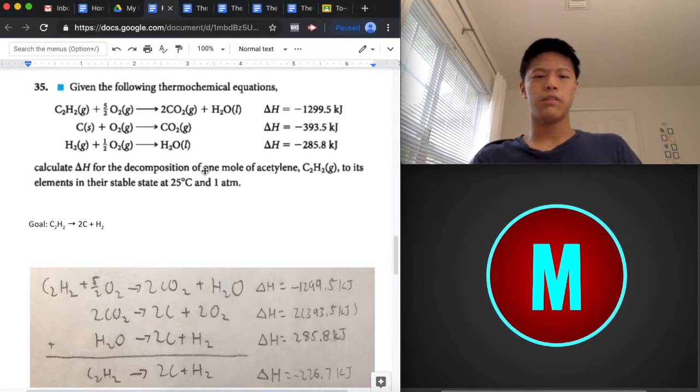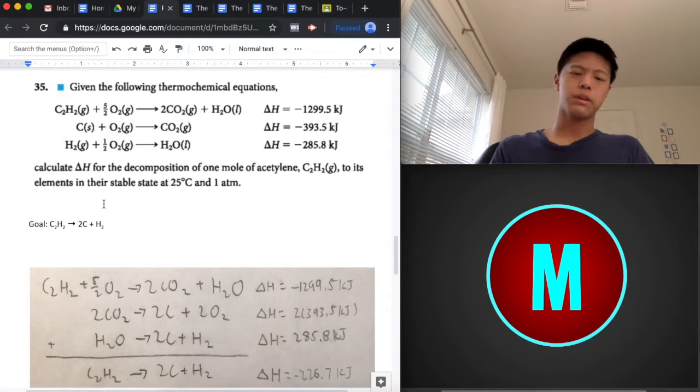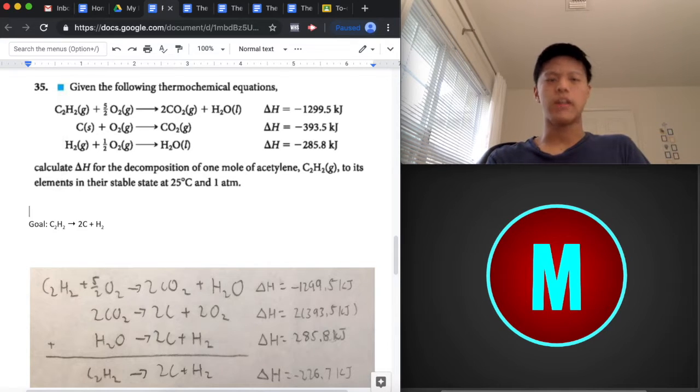The first thing that you should try to do is find out where you're trying to get to and where you're trying to get from. In other words, find the final products and final reactants of what you're trying to get. That's what I've written over here: C2H2 yields 2C plus H2, with those elements in those places. Obviously, the coefficients can change depending on what we actually end up with.